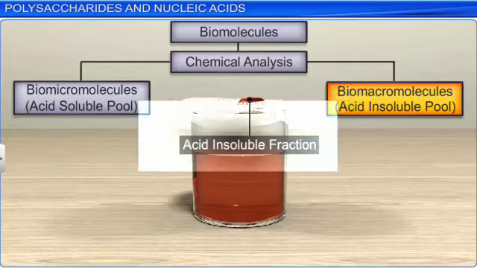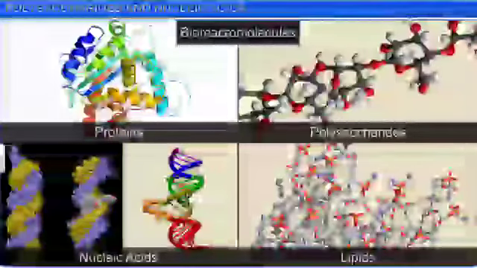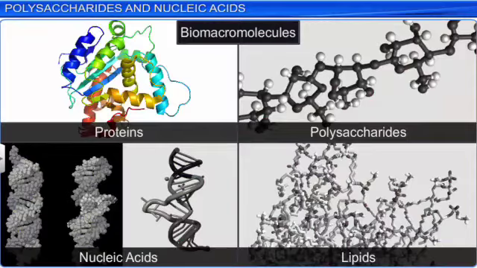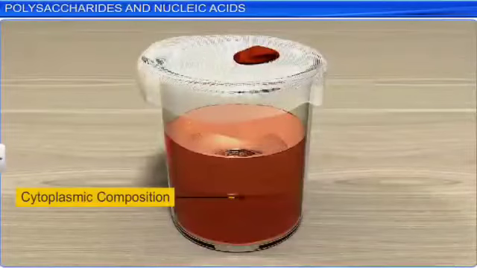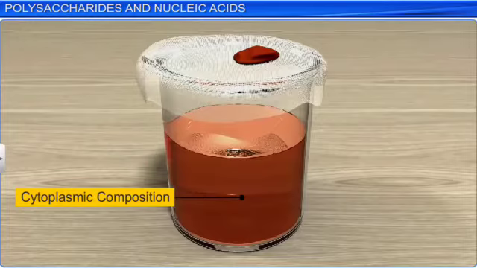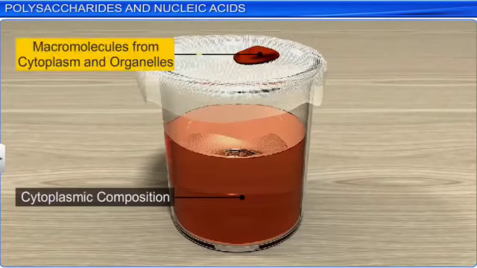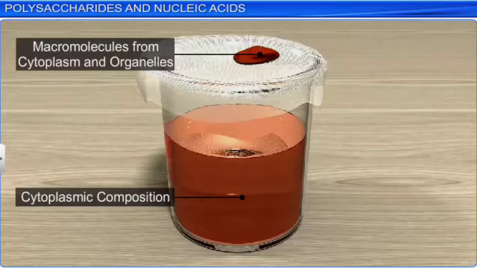Biomacromolecules, or compounds which come from the insoluble fraction, are proteins, polysaccharides, and nucleic acids. Interestingly, lipids, which are biomicromolecules, are also found in this fraction. The acid-soluble fraction represents the cytoplasmic composition, while the acid-insoluble fraction consists of macromolecules derived from cytoplasm and organelles. Together, these two fractions represent the complete chemical composition of living organisms.